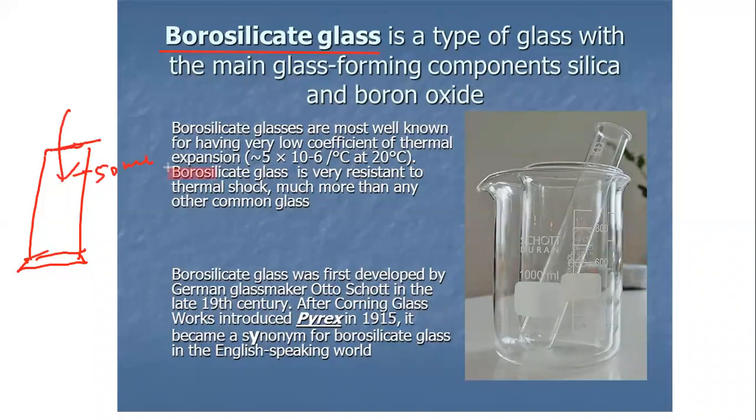So borosilicate glass is very resistant to thermal shock, much more than any other common glass. That's why borosilicate is widely used, because it has low thermal expansion, right? Low thermal expansion, so you can measure the volume accurately. I think you know about this. You might have heard about the pipette and burette, right? Those are for measuring the volume.